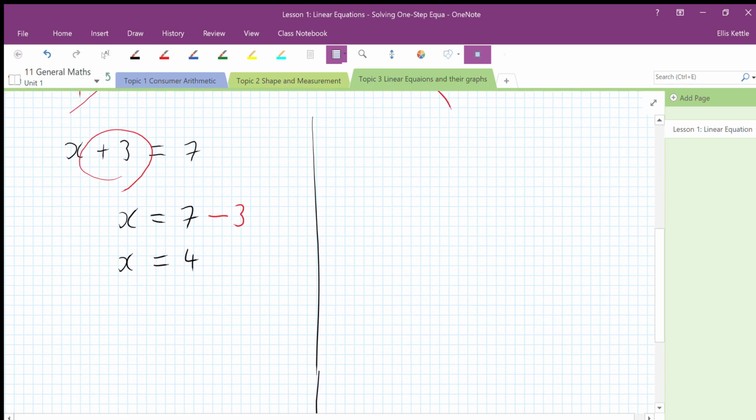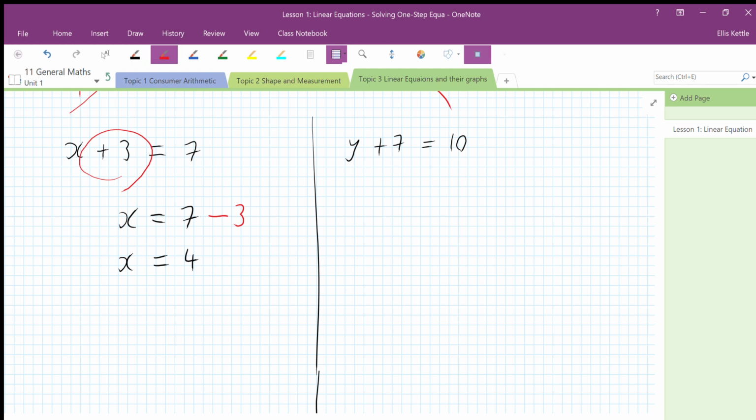Alright. So, what I want you to have a go at is y plus 7 equals 10. And make sure you show me all the working out. Alright, so pause the video here, have a go yourself, see how you go.